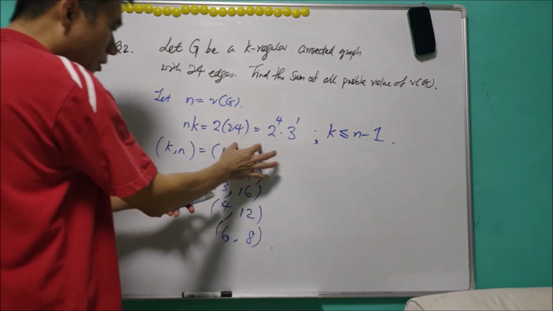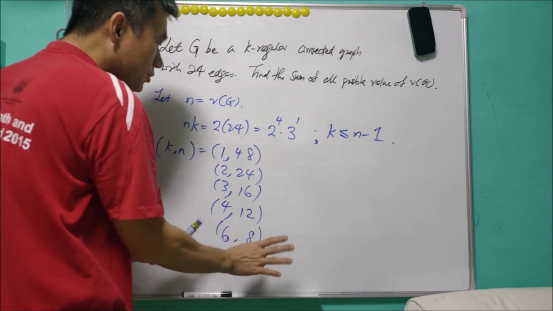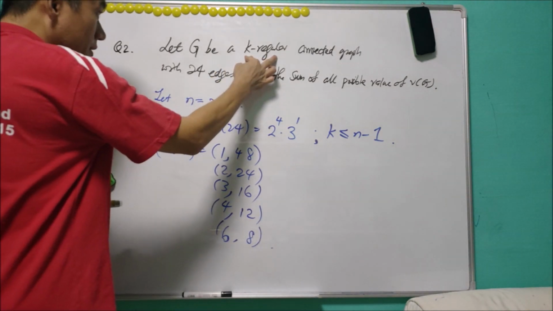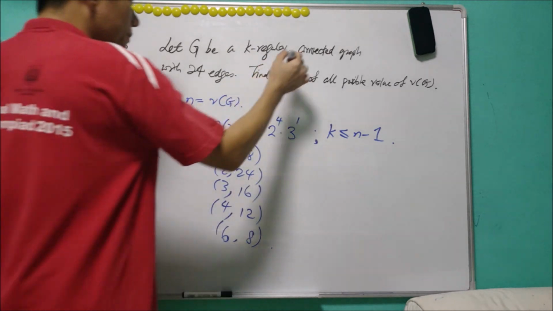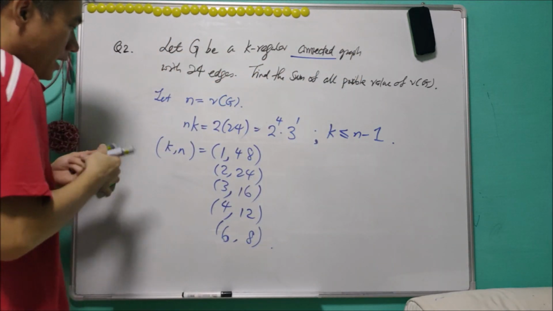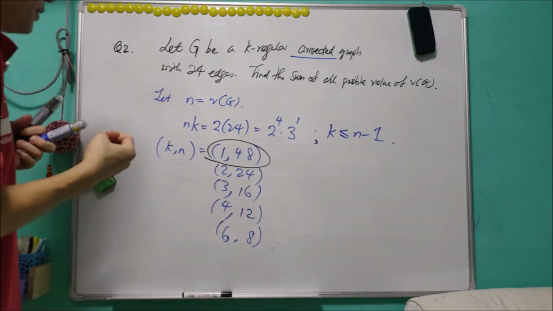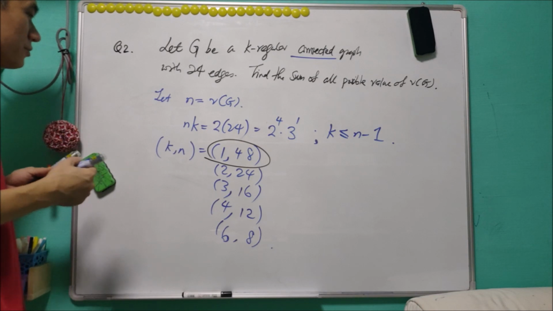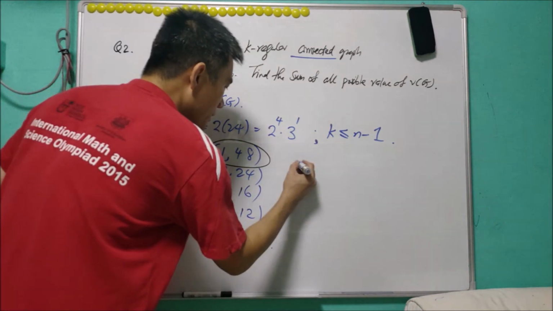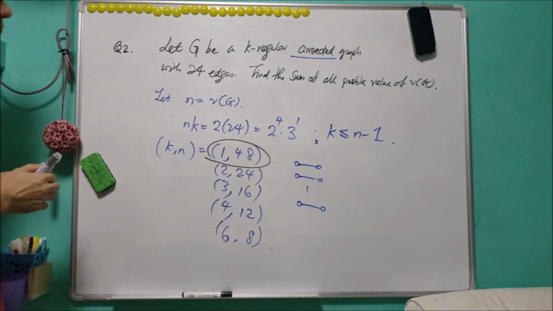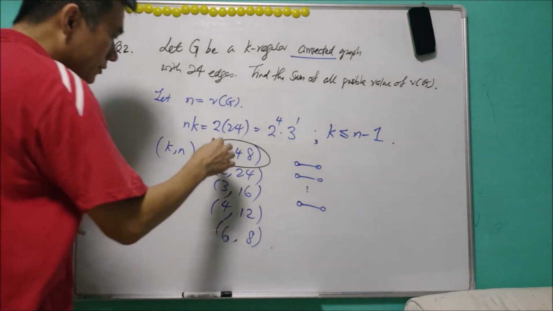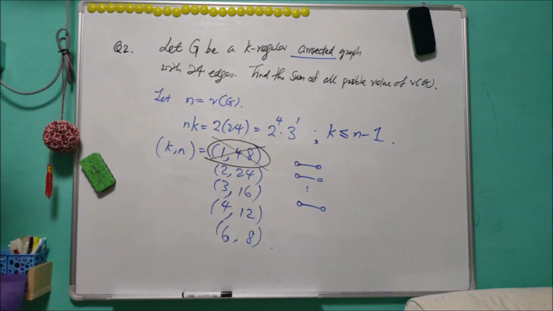So are we going to add up all these values of n? Now we have to wait for a while and think through it. Why is it so? Because yes, it is k-regular, however, it has to be connected. Now imagine that for this option, it's a 1-regular graph on 48 vertices. It will be something like this. No matter how you draw it, it cannot be connected. So therefore, we have to rule out this option, right?